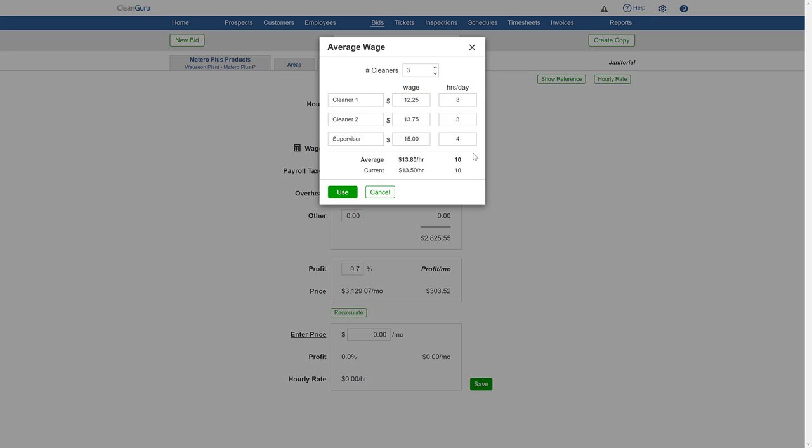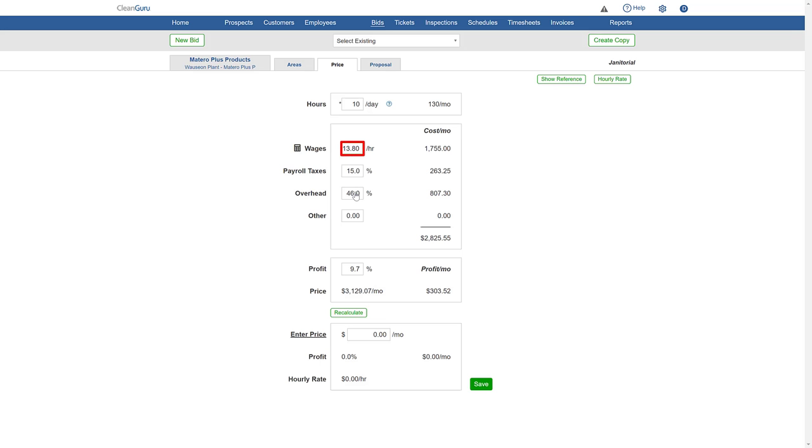Plus, you can add or remove a line to reflect the number of people you plan on using to staff the account. And when you're done, just click Use, and it will update the current wage on the price page.